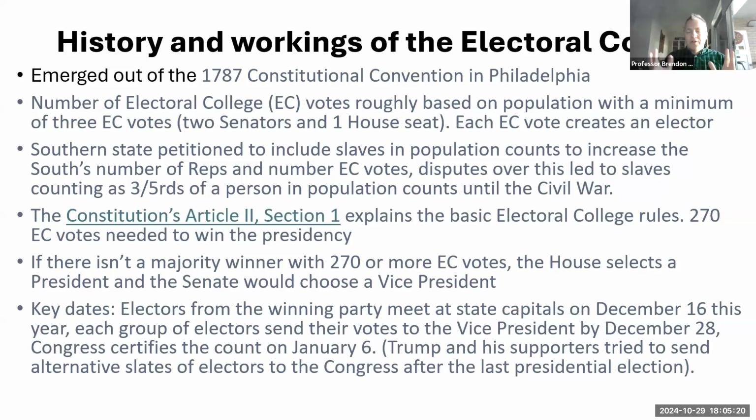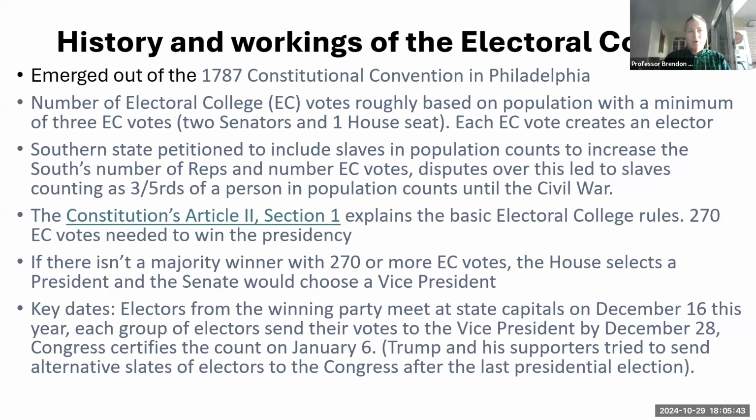When the system was devised, there were a lot of disputes between the North and the South in terms of the distribution of electoral college votes and representatives. And one of the elements of this was whether to count slaves in the South, where most slaves were at this time, on the basis of the total population of a state.